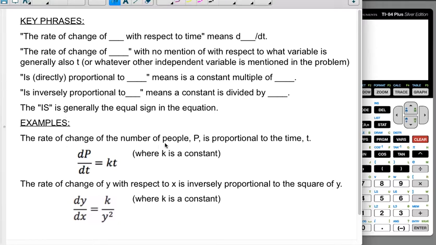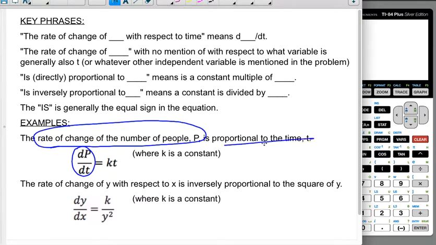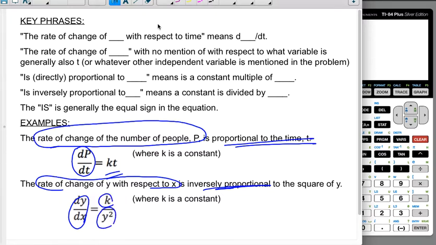The rate of change of the number of people P is proportional to the time t. Well, that would be dP/dt, because that's the rate of change of the number of people P. And then is proportional to t, that's k times t. The rate of change of y with respect to x is going to be dy/dx, is inversely proportional to the square of y. Well, that means k over y squared. The y squared is on the bottom. So that's the idea of what we're going to be doing in this section.